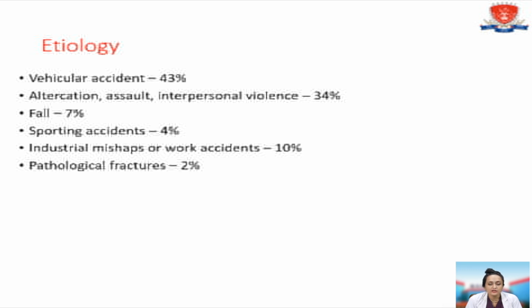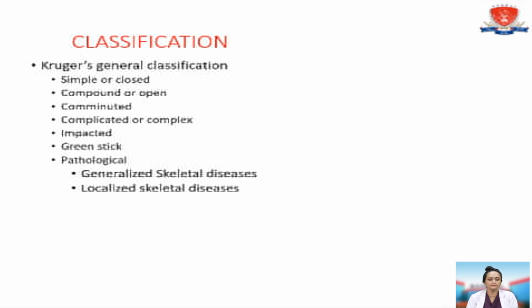So, what is the etiology? Vehicular accidents, that is road traffic accidents, account for around 43%. And then there can be assault or interpersonal violence, falls, sports accidents, industrial mishaps or work accidents, and pathologic fractures, which account for around 2%.